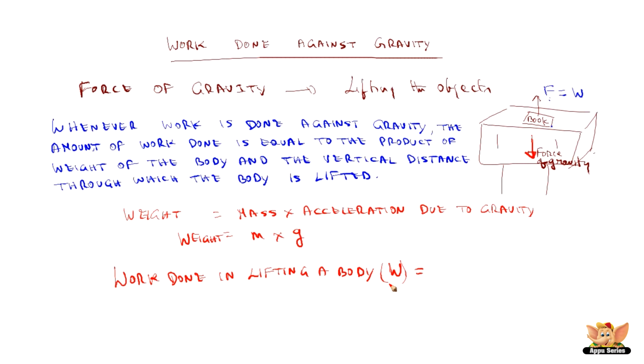Work done in lifting a body, W, is the force, that is the weight in this case, into the vertical distance through which it is lifted, which is the height h. So W is m into g into h. The book has gone through a height of h.